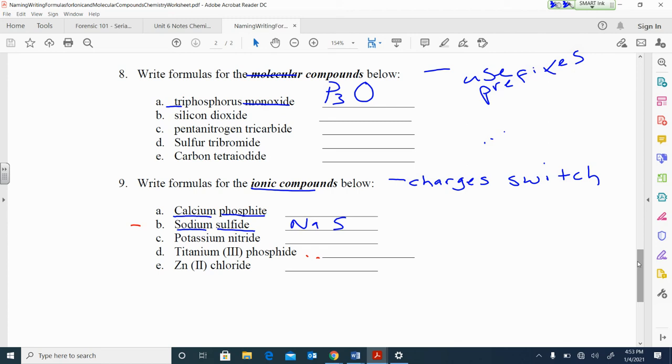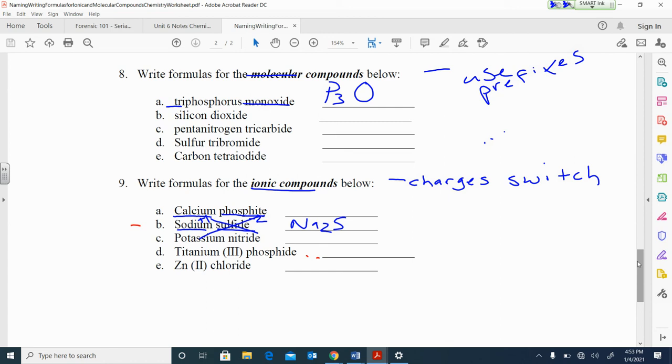So I look on the periodic table. Sulfur is in the negative 2 column. Sodium is Na, and it's in the plus 1 column. So it's a plus 1, minus 2. Those do not balance to 0. Plus 1 minus 2 is not 0, so I have to crisscross the numbers or switch them. So the 2 comes down to the sodium, and the 1 comes down to the sulfur. I don't write ones. Okay, so there you go. That's how you do those.